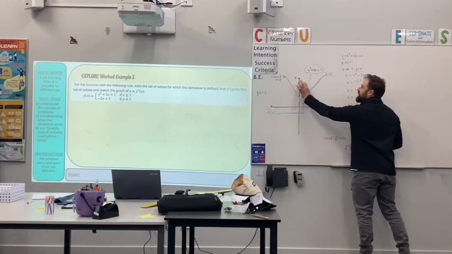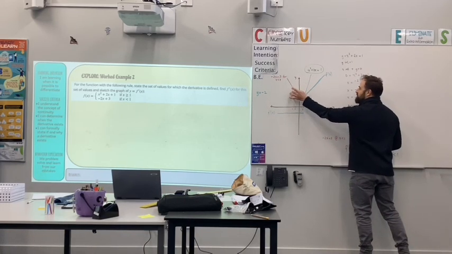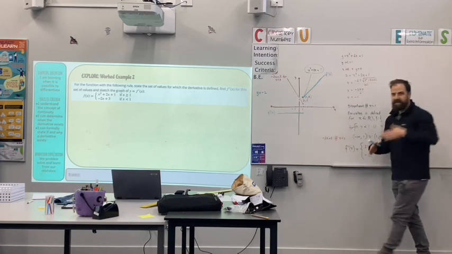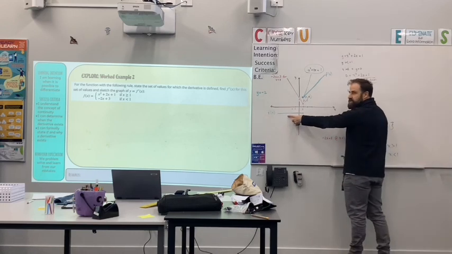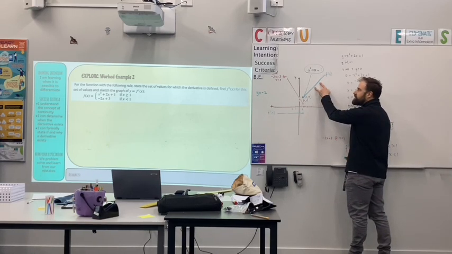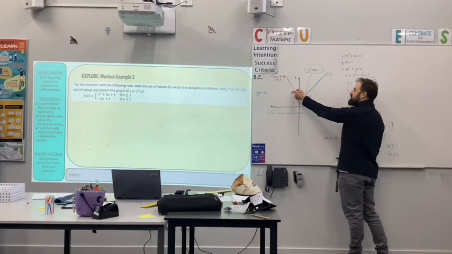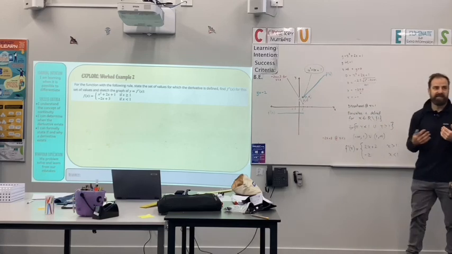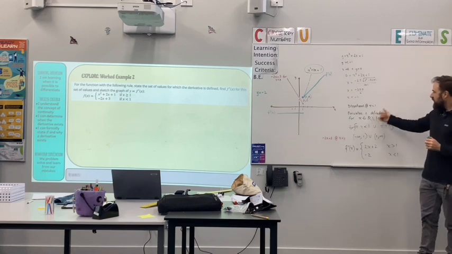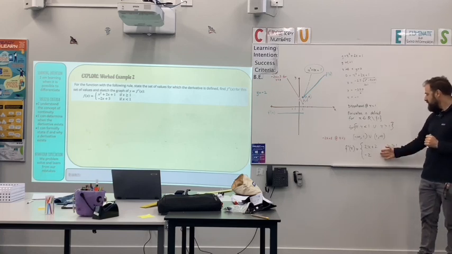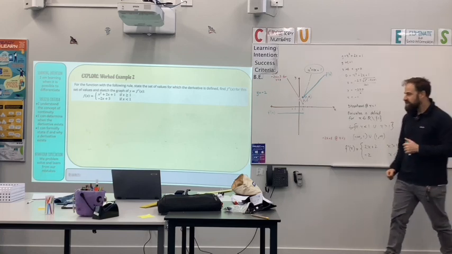So, pink and green make up the original function f of x. The blue one makes up the two parts of your gradient function. I've just sketched the gradient. How did I do that? I know what a constant graph looks like. I know what a linear graph looks like. I know what a parabola looks like. I just do it in parts. Define when the derivative exists. Define the derivative function. Sketch the graph.